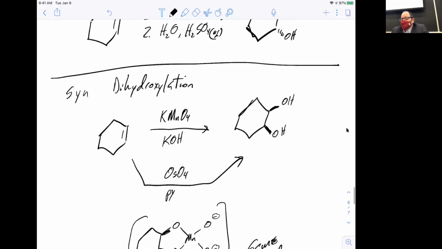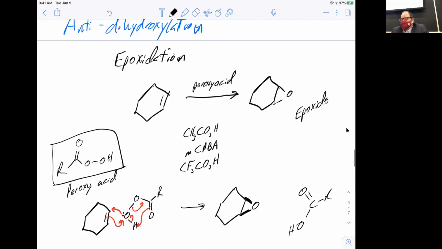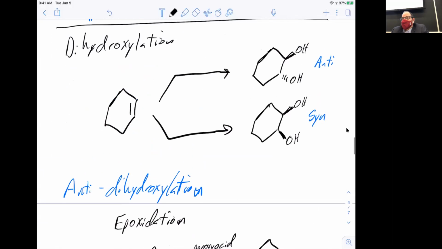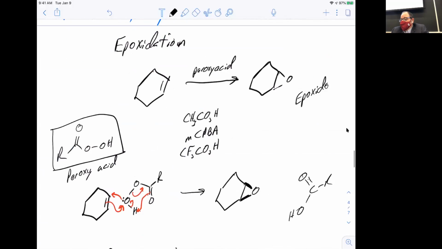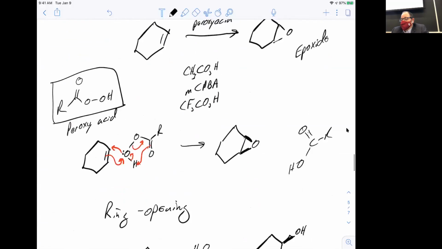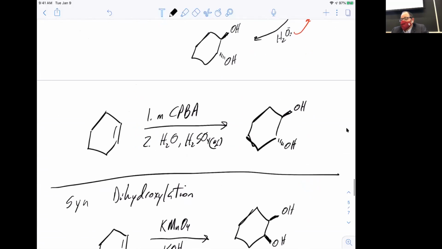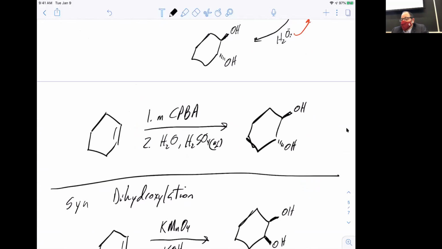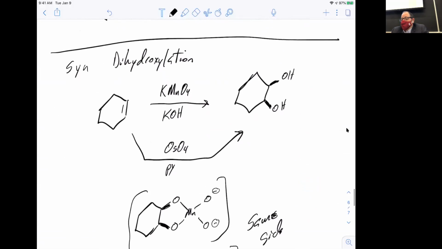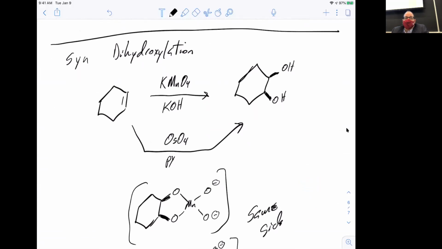Okay, any questions about these? Right, so we've got two formations, anti and syn. Anti is epoxidation followed by ring opening. That's shown by some type of peroxy acid followed by water and acid. Syn dihydroxylation is going to be either the potassium permanganate or some type of osmium tetroxide reaction.